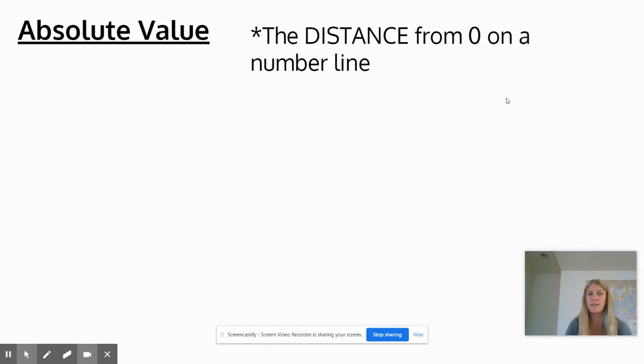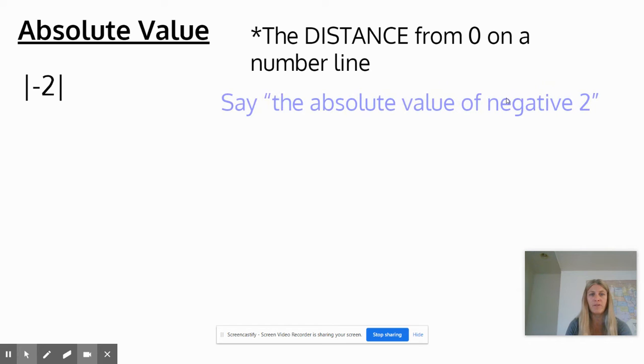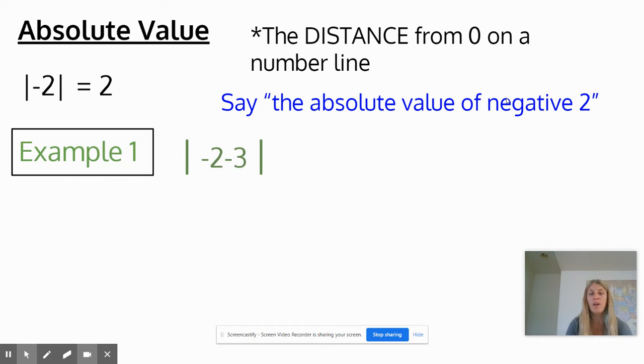We've already discussed that the distance from zero on a number line is the definition of absolute value. When you see it, you say the absolute value of -2. For our first example here, I misspoke in the last one. The absolute value of -2 minus 3 is the absolute value of -5. Then we ask how far apart on a number line is -5 from 0, and that of course is 5 spots away. Distance is always positive, and since absolute value is a distance, our answer to an absolute value problem will always be a positive number.